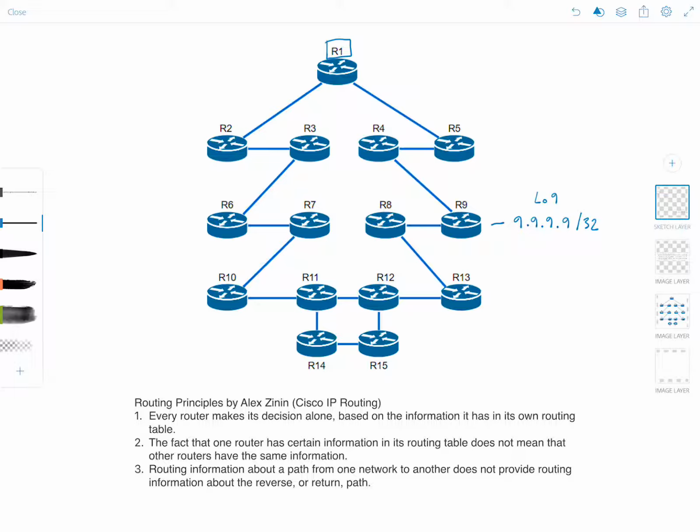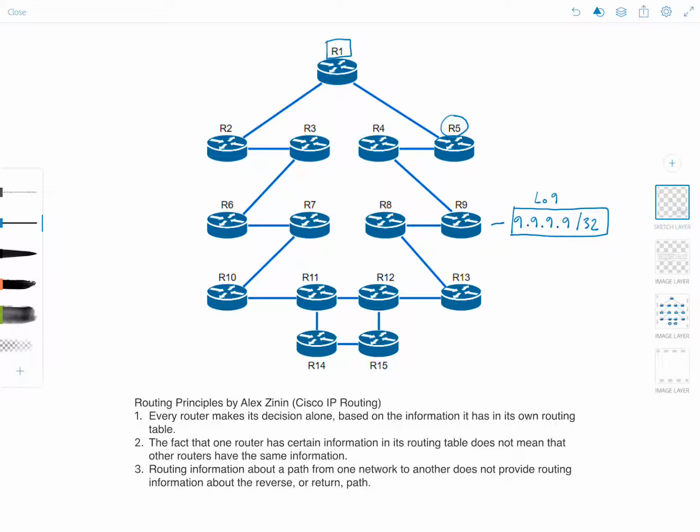So again, coming back to the example, let's say that the ping from R1 gets to R5 successfully. But what about now? There's no guarantee that R5 even knows about this loopback network.